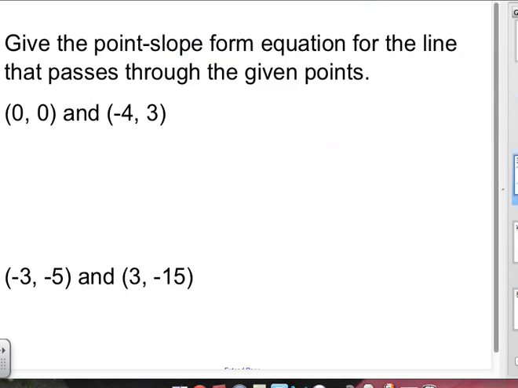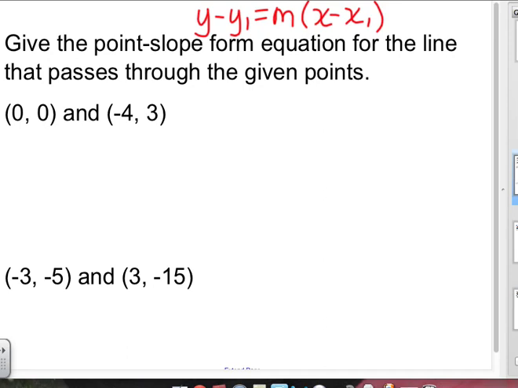These next questions, they don't give you the slope. All they give you are 2 points. And boy, oh boy, we've got work to do. So in these questions, the directions say, give the point slope form equation for the line that passes through these 2 points. Okay. I'm going to write it up here. See if I can do it right this time. Hey, I think I got it right.